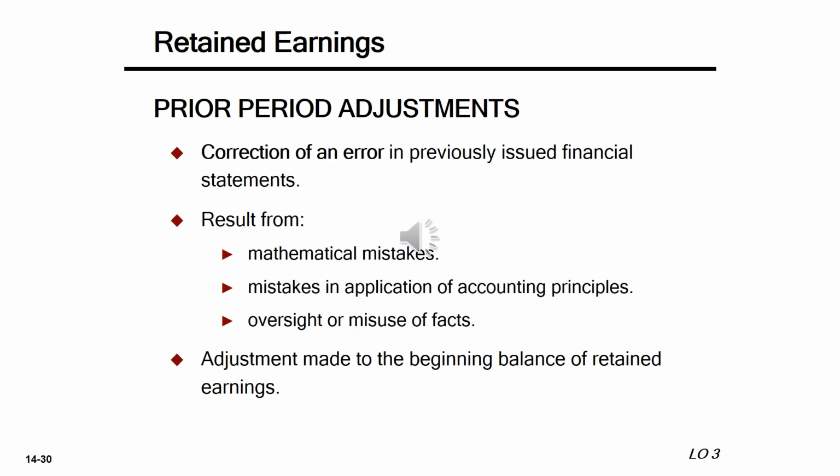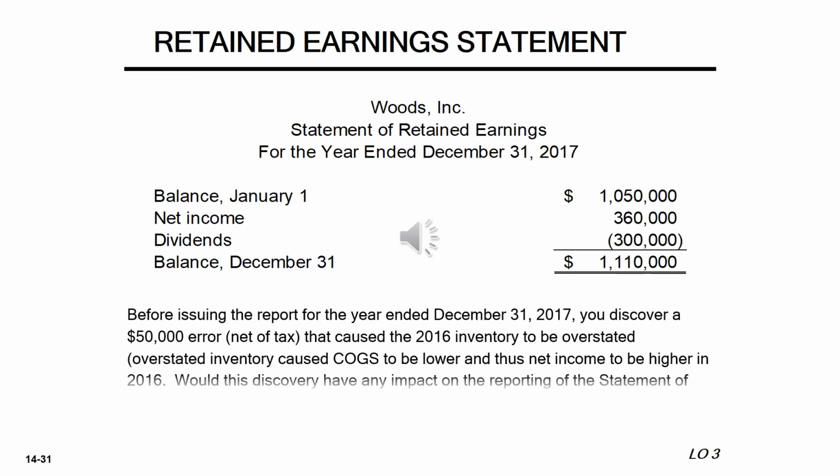Retained earnings may also be used to adjust for prior periods, to correct any errors that were present in the financial statements of the company that were issued previously. These could be the result of mathematical mistakes, mistakes in application of accounting principles, or oversight or misuse of facts. These adjustments are made to the beginning balance of retained earnings. So let's take a look together at how we can carry out these adjustments.